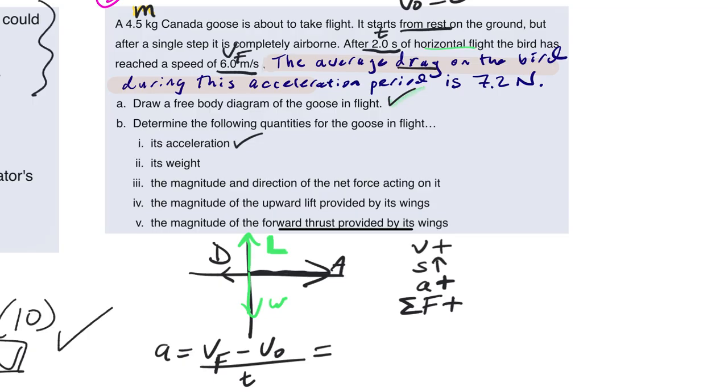Okay, I'm not going to go crazy on the kinematics, but we should incorporate it since we just talked about it. So 6 minus 0 over 2. That comes out to 3 meters per second squared, positive, because it's in a direction to the right.